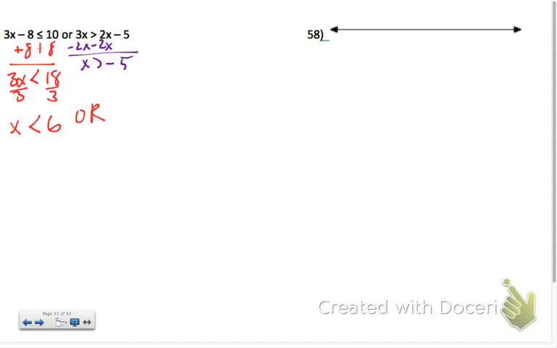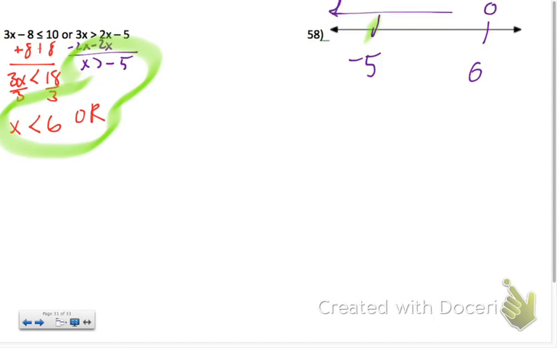So I have this as my solution here. X is greater than negative 5. Oops. Greater than negative 5 and less than 6. So the less than 6 part would look like this, and the greater than negative 5 part would look like this.